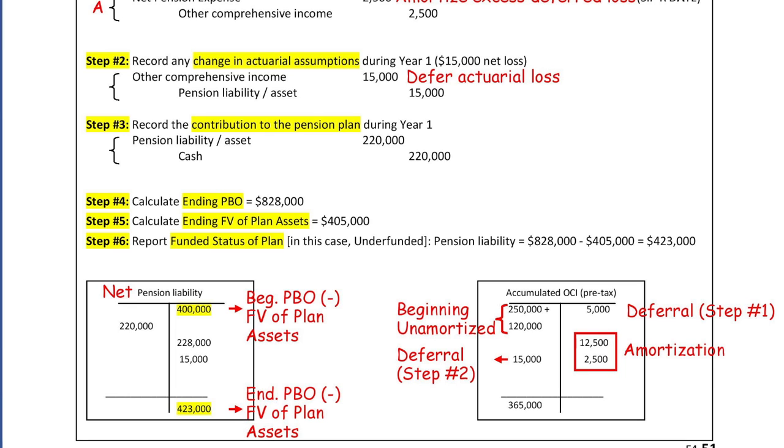So guys, you had beginning unamortized, you had deferrals during the period where you put it in accumulated OCI, you had amortizations during the period where you take it out of accumulated OCI. Finally, you calculate $365,000, that is right, ending unamortized.